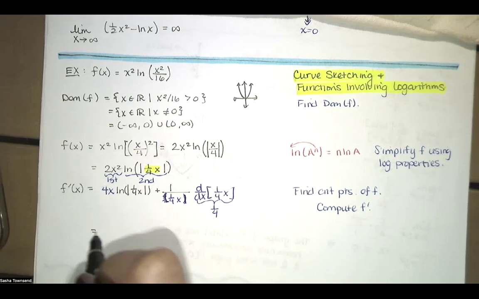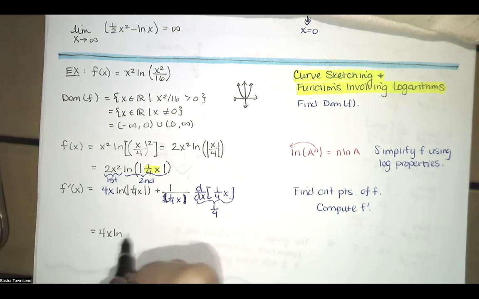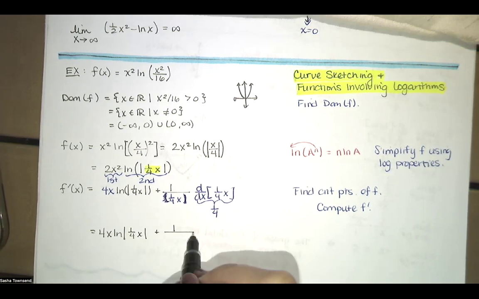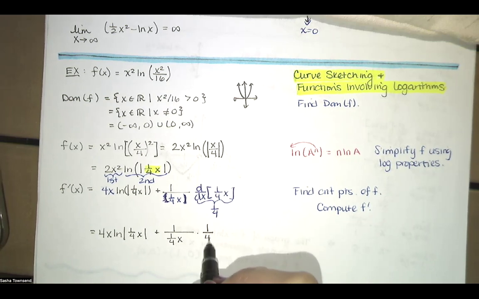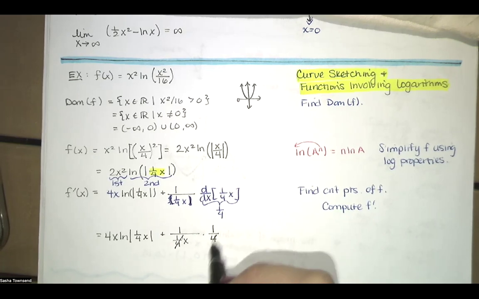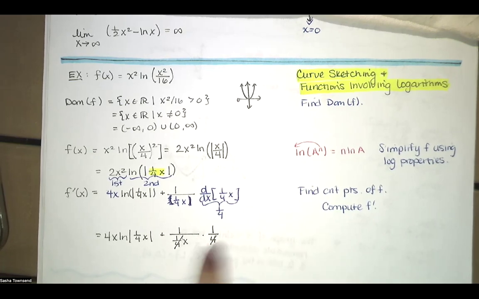So this is 4x times natural log of the absolute value of 1/4 x plus 1 over 4 times x times 1 divided by 4. And if we multiply that 1/4 and the 4 together, we just get a 1. So this is a 1 over x times this, or plus this 4x times the natural log of the absolute value of 1/4 x. So that's our f prime.